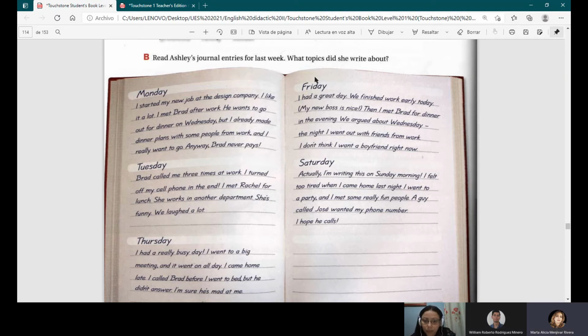On Friday, what else? On Thursday, we have went and came. Very good. And now on Friday we have had, have, finish. Okay. What else? Argued. Yes. And on Saturday we can see tired, help, went, met.